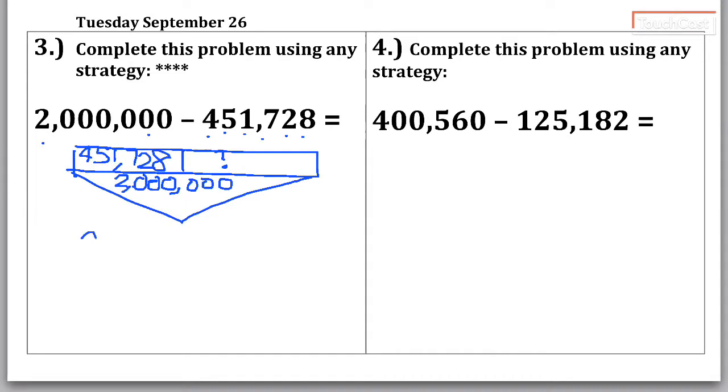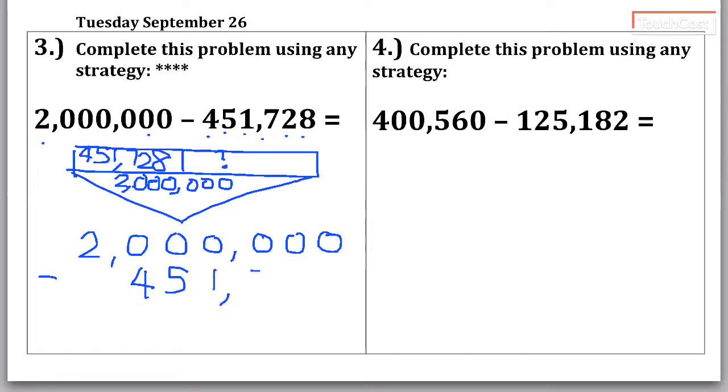So let's go ahead and stack up our numbers. And you can draw a place value chart for yourself if you need to, but you don't have to. 2,000,000 minus 451,728. Alright, I'm going to switch colors so it's a little bit easier to see while I subtract, okay? Let's start at the ones place, because you have to start at the ones place. Okay, 0 minus 8. We can't do it, so we're going to borrow from here.